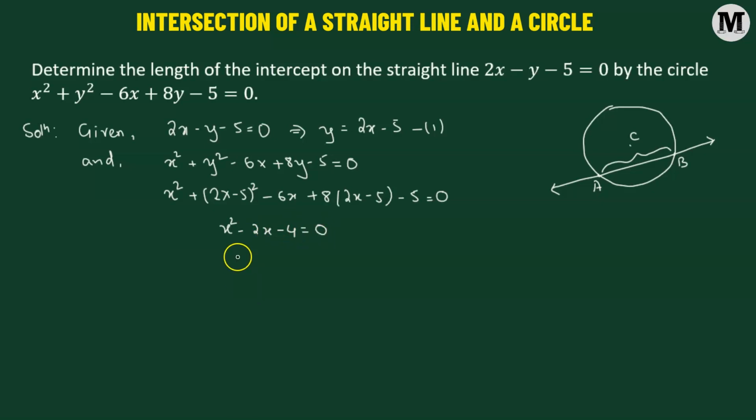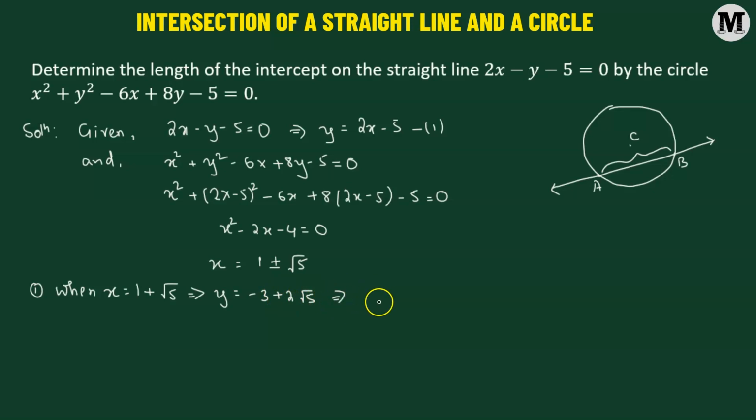Now we can use the standard formula for finding the roots of a quadratic equation. We're going to get x equals 1 plus or minus square root of 5. Now that we have the values of x, we can find the corresponding y value. We will use equation number 1. So when x equals 1 plus square root of 5, the corresponding y value will be minus 3 plus 2 times square root of 5.